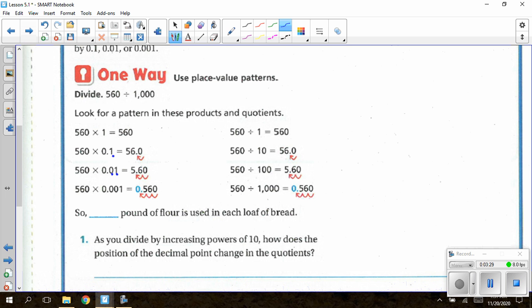And then finally, if you're multiplying by 1/1,000th, it would be 3 swoops to the left because there are 3 digits behind the decimal in the 1,000th decimal. So when they did that, they swooped the decimal from the end of the 560 3 places to the left to get 560 thousandths. So that's essentially the exact same thing that you're doing when you're dividing by powers of 10.